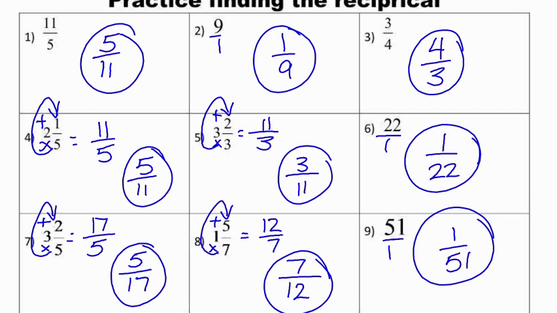And here are all your answers for numbers 1 through 9. Be careful with 4, 5, 7, and 8. Make sure you turn those improper first before you did the reciprocal. And then for number 6 and number 9, make sure you put those whole numbers over 1 before you took the reciprocal.